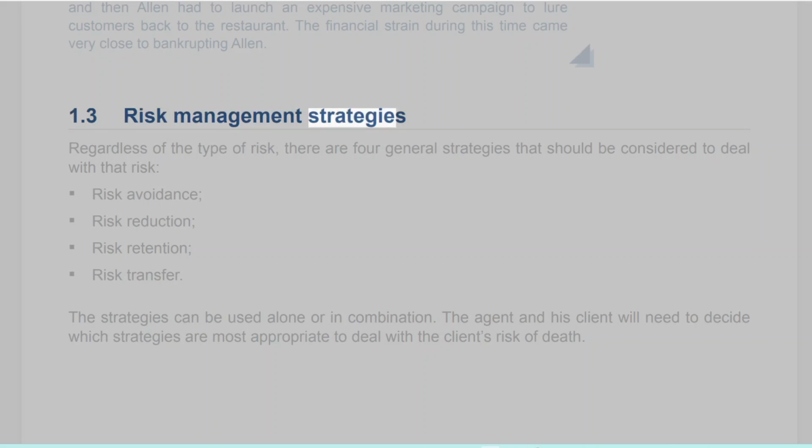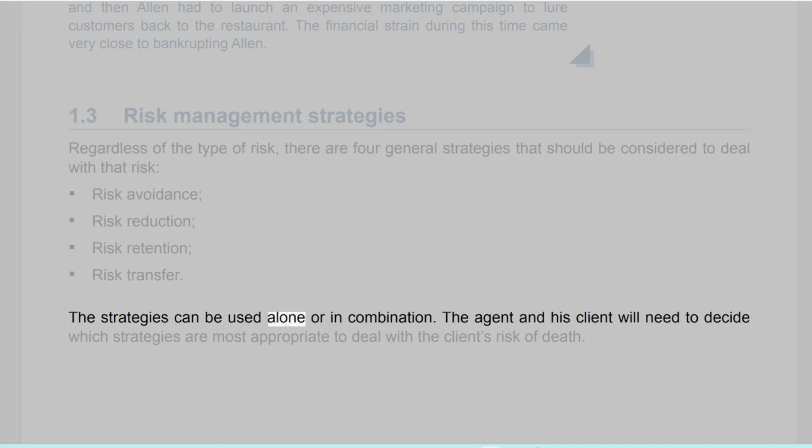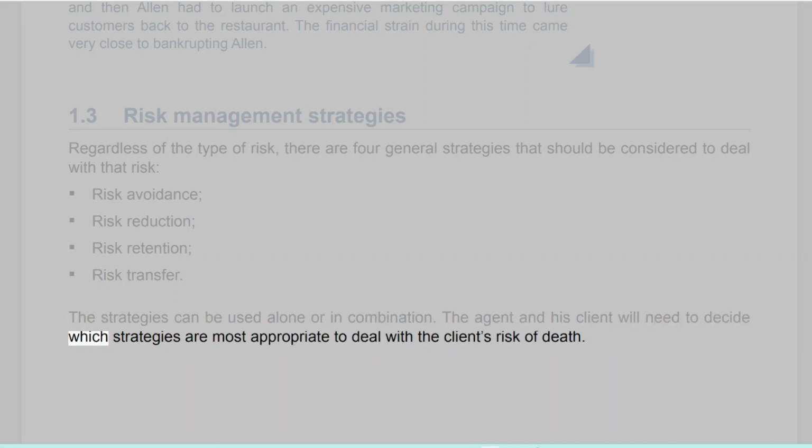1.3 Risk Management Strategies. Regardless of the type of risk, there are 4 general strategies that should be considered to deal with that risk. Risk avoidance. Risk reduction. Risk retention. Risk transfer. The strategies can be used alone or in combination. The agent and his client will need to decide which strategies are most appropriate to deal with the client's risk of death.